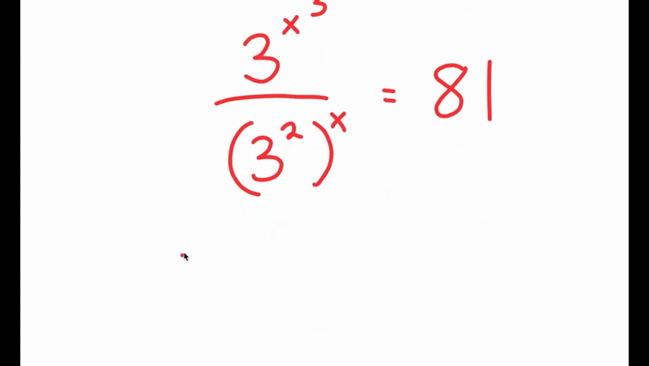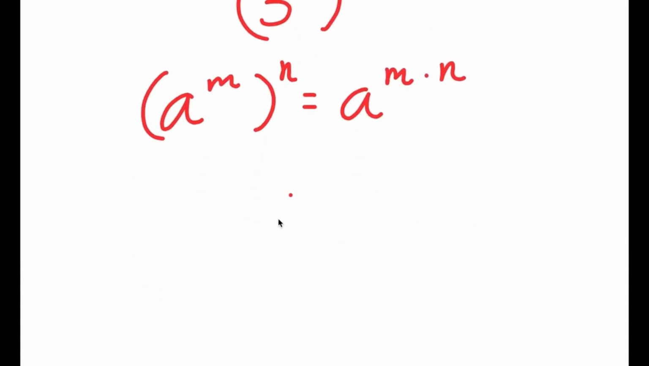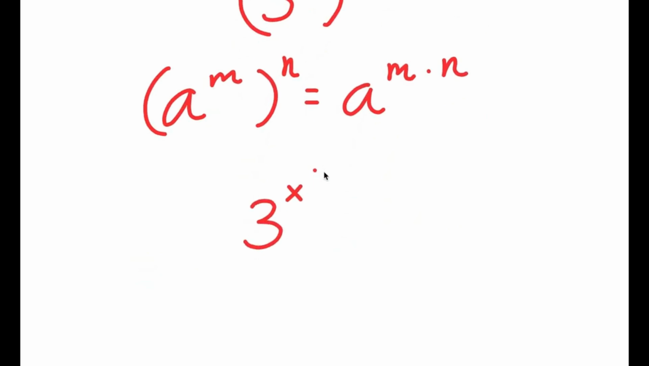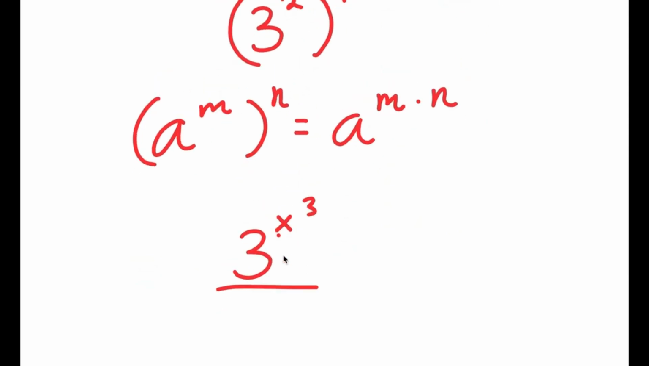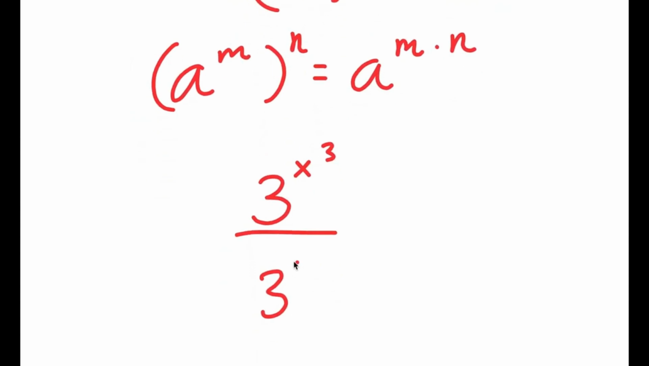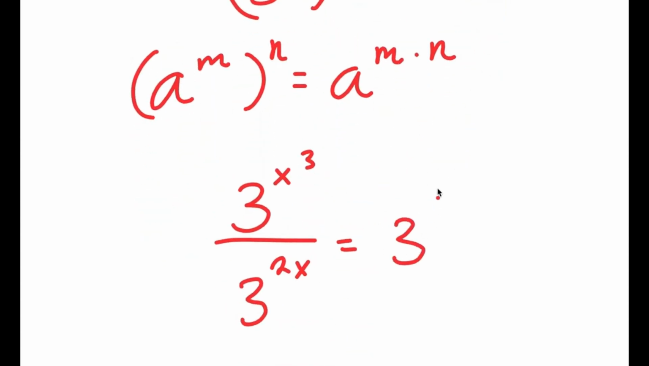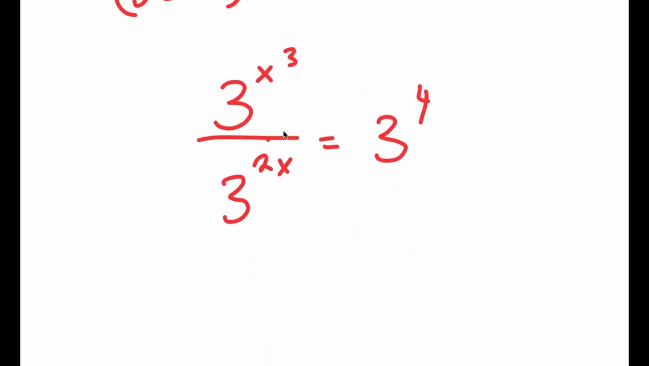And if I have something in the form a to the power of m to the power of n, this is equal to a to the power of m times n. So 3 to the power of x to the power of 3 over 3 to the power of 2 times x, so 3 to the power of 2x, is equal to 81. I'm going to rewrite 81 as 3 to the power of 4. So now notice how I have everything in the base of 3. So this is going to make it much easier to solve.